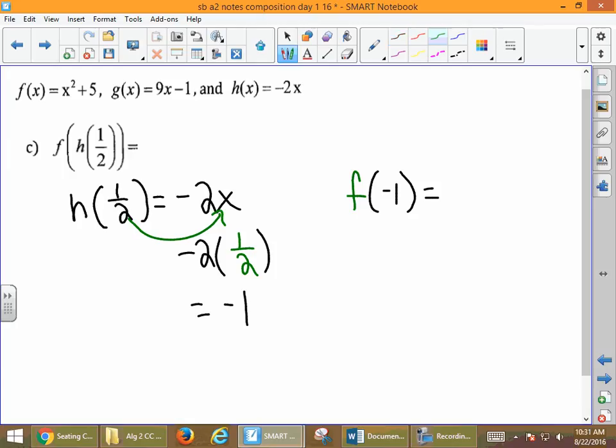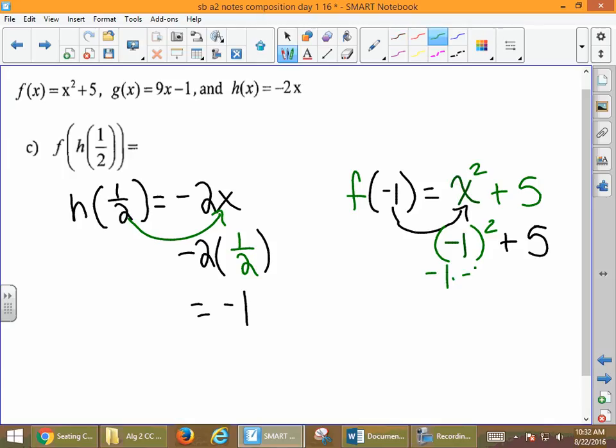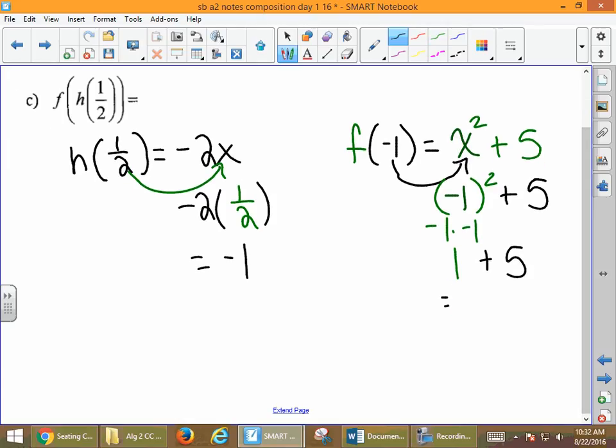So it's f of negative 1, which is x squared plus 5. We're going to put that value of negative 1 back in here for x. So it's negative 1 squared plus 5. And once again, if you do have to type that in your calculator, remember that negative 1 squared means negative 1 times negative 1. Negative times negative is positive. And 1 plus 5 then gives us our final output of 6.